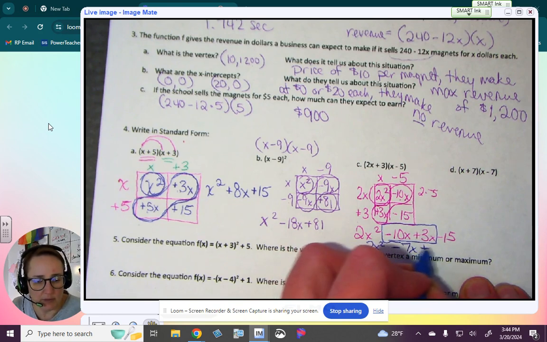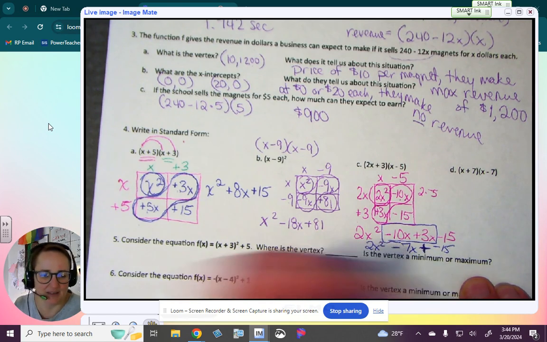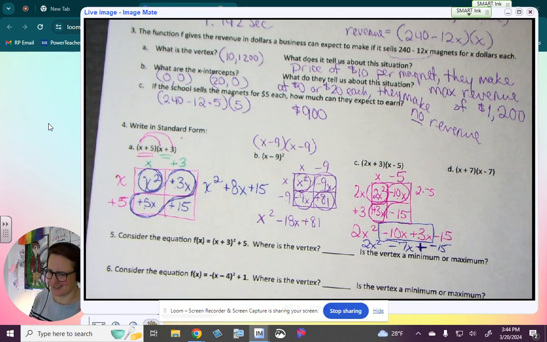Oops, and that's a minus 15. Okay, I'll go ahead and write that. Plus a negative 15. Means the same thing. Adding a negative and subtracting, same thing.